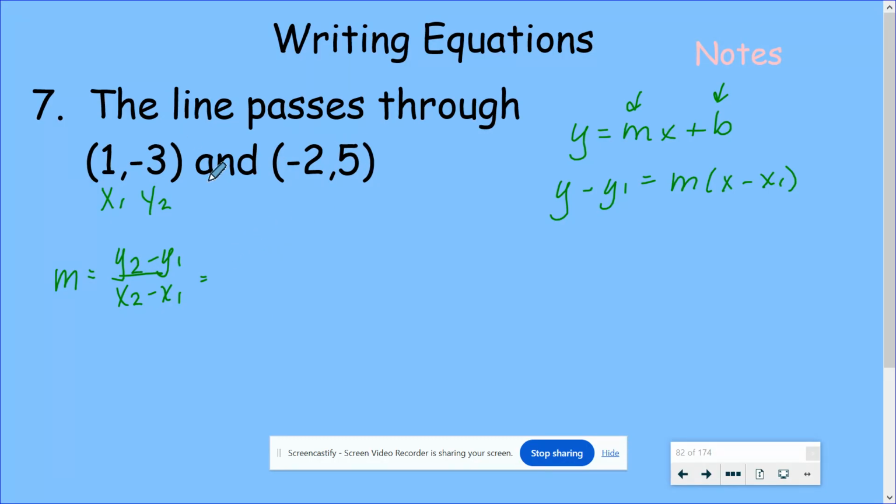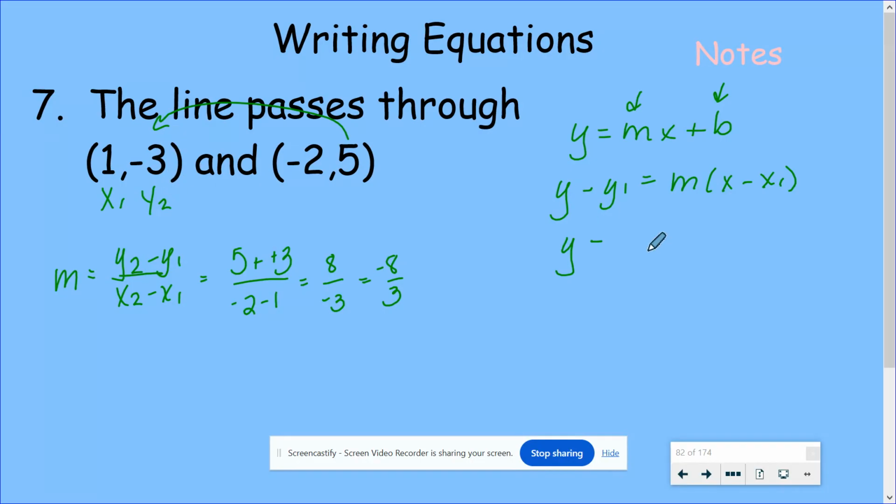So let's see, 5 minus -3. I always like to go this way for some reason. 5 minus -3 over -2 minus 1 is going to end up being 8 over -3, or -8/3. So I'm ready. Y minus, I chose to use this point, but like I said, it wouldn't matter. Both will give me the same answer at the end.